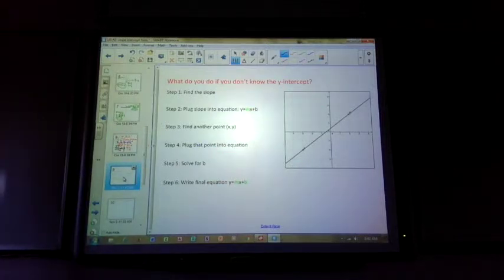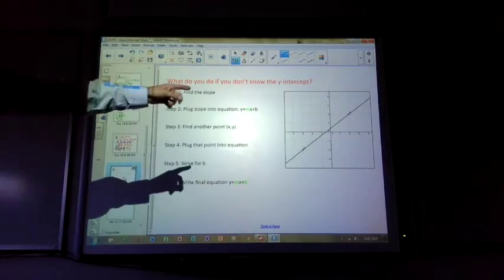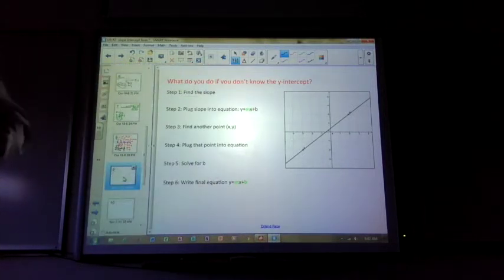So what do you do if you don't know the y-intercept? Okay, so take a look. That y-intercept happens to be falling between 0 and 1. I don't know exactly where it's at. It's about in the middle, but I can't guarantee it's exactly in the middle. So if I don't know the y-intercept, my very first step is let's find the slope.